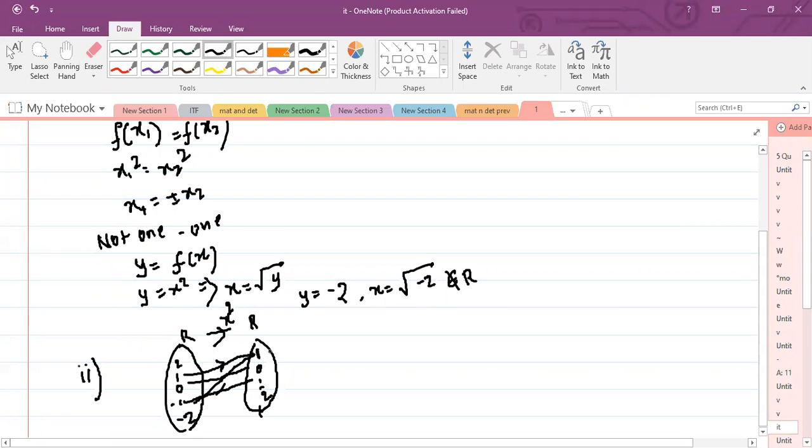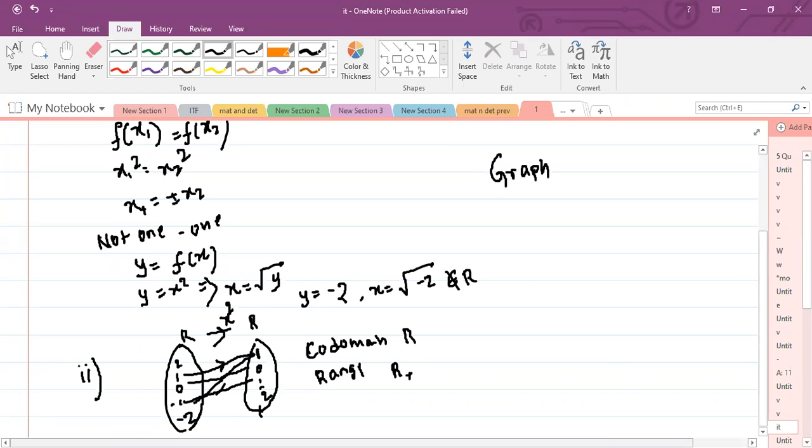And even here the codomain is R, but all elements are associating with only R plus. Range is R plus. So negative numbers do not have any pre-images, therefore it is not one-one and onto. This is the second method. The third method is the graph method.